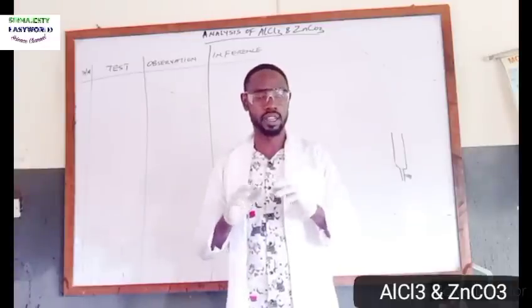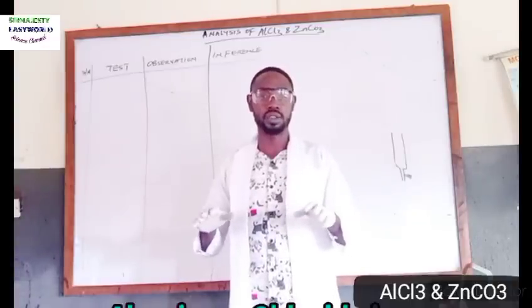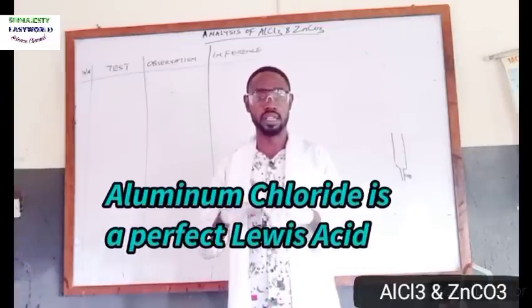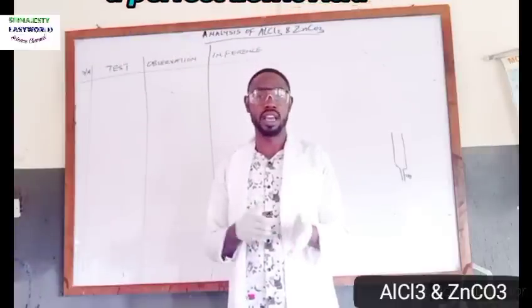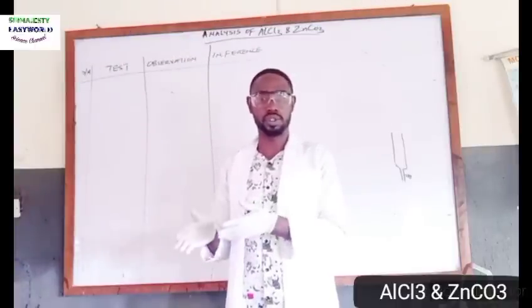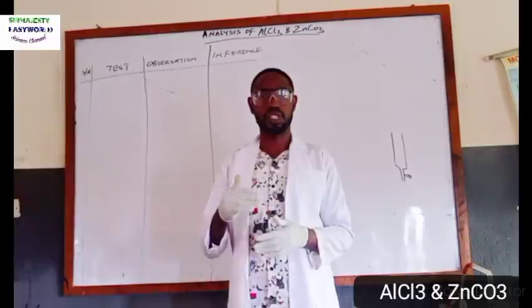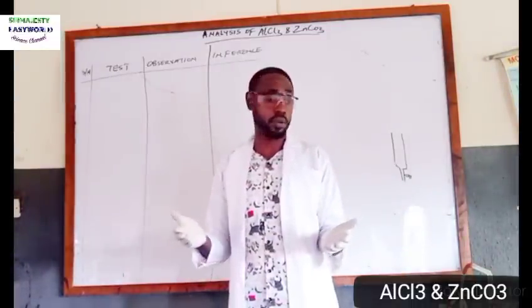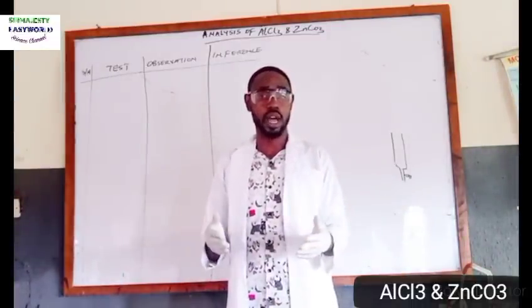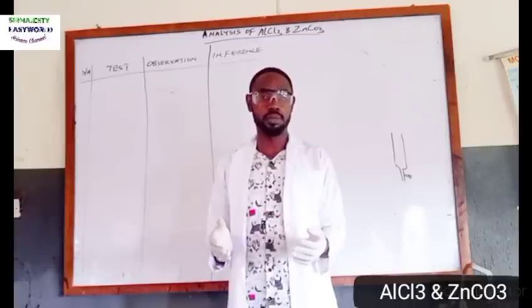Though aluminium chloride is a normal salt, remember, it is also called a Lewis acid. Because of salt hydrolysis, aluminium chloride hydrolyzes to form a strong acidic solution. Therefore, when you add it to zinc carbonate, there will be effervescence, liberating a colorless gas which turns lime water milky. Today, you will see how carbon dioxide turns lime water milky.